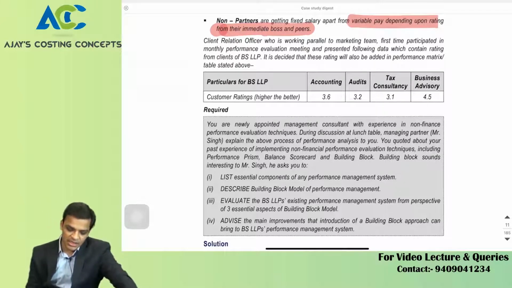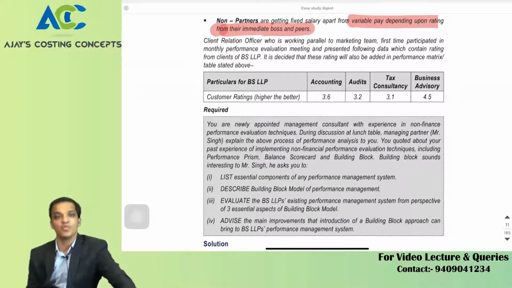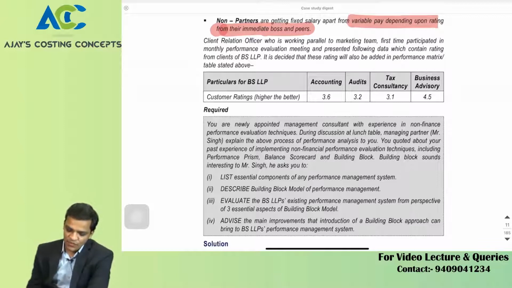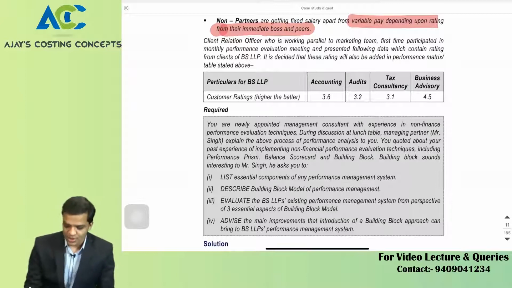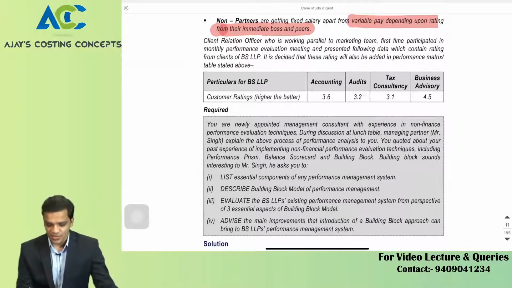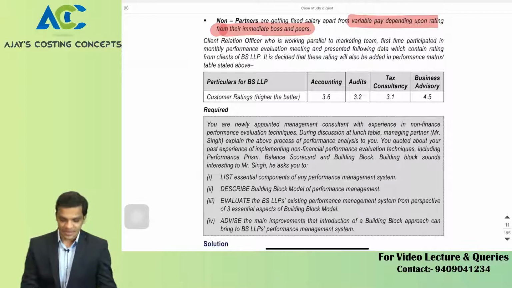The client relation officer, who is working parallel to the marketing team, participated for the first time in the monthly performance evaluation meeting and presented the following data, which contained ratings from clients of BSLLP. It was decided that this rating will also be added to the performance matrix. Customer ratings: accounting 3.6, audit 3.2, tax consultancy 3.1 and business advisory 4.5.